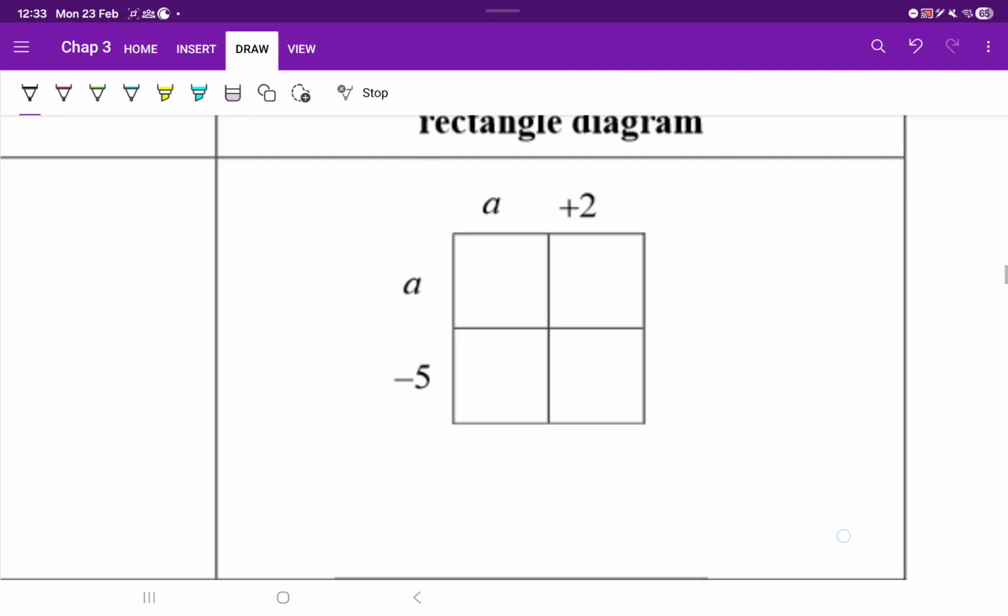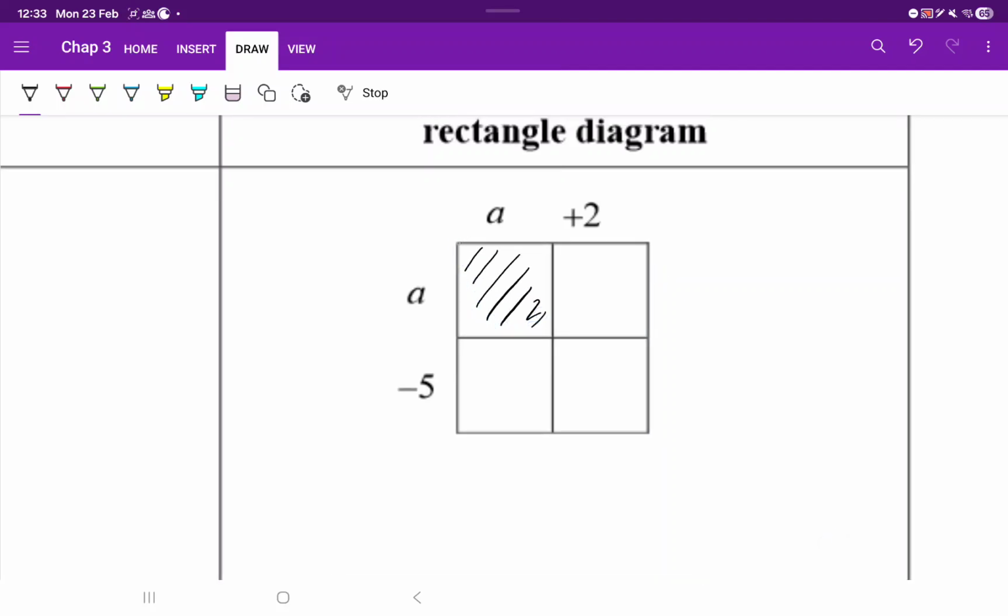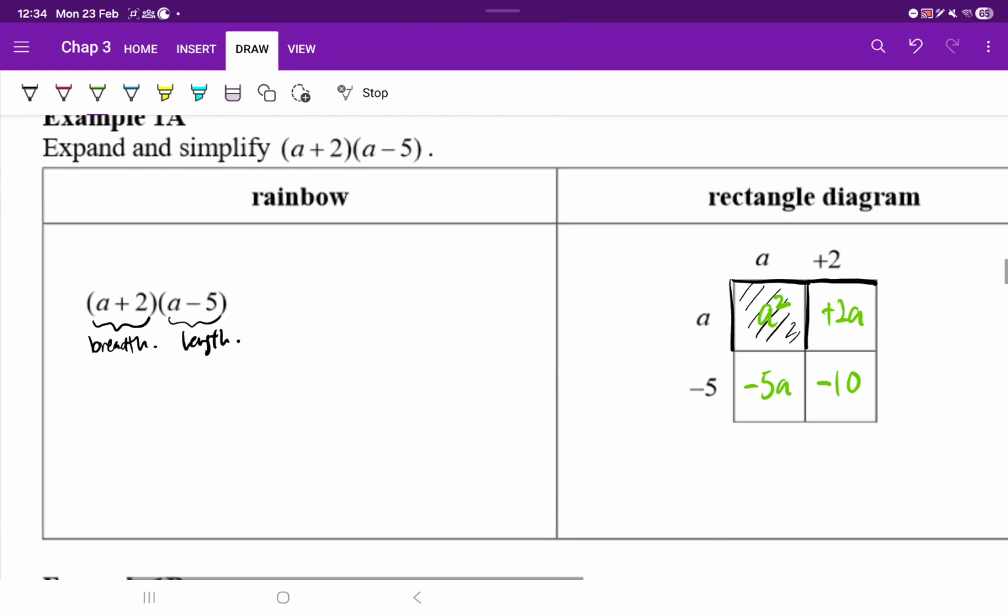Now the first area here is made up of A by A, so this is actually a square, A squared. The second one is A multiplied by plus 2, so this is plus 2A. The one below, no need to highlight the sides for you, is minus 5A. And the very last one is negative 10, because negative 5 times plus 2. If you have gotten these 4 steps, you will be able to write down the first expanded form.